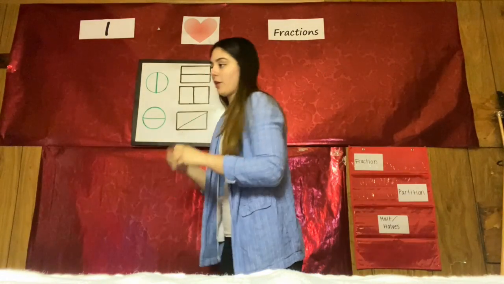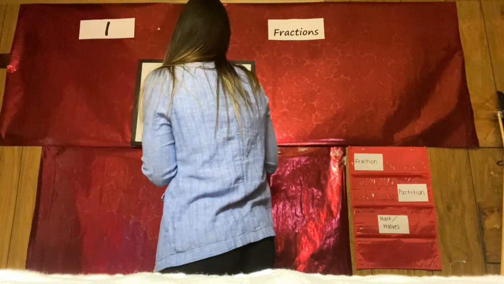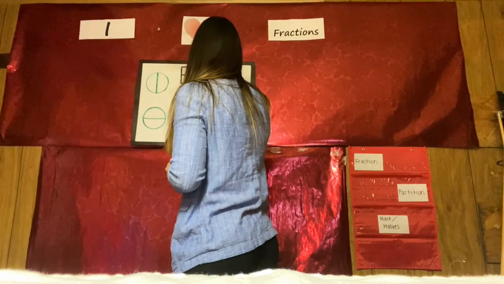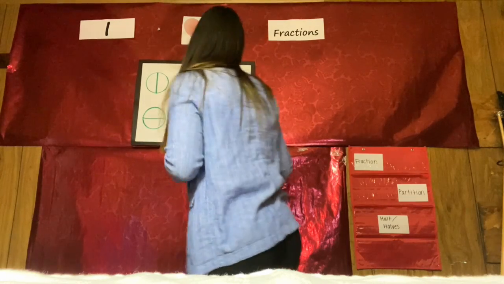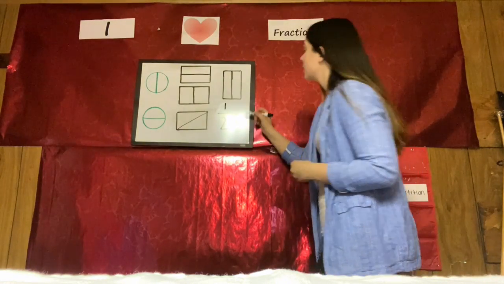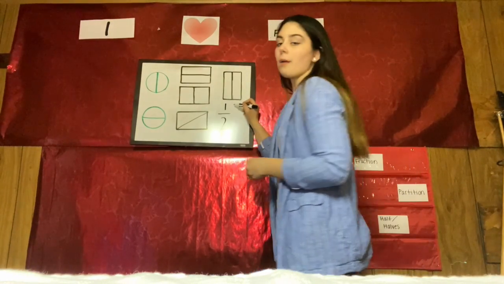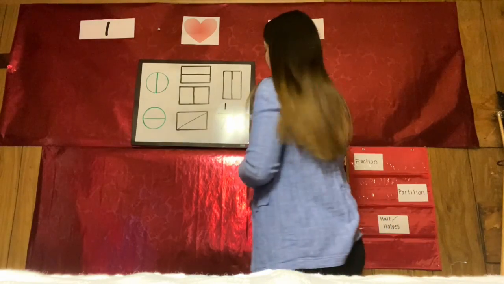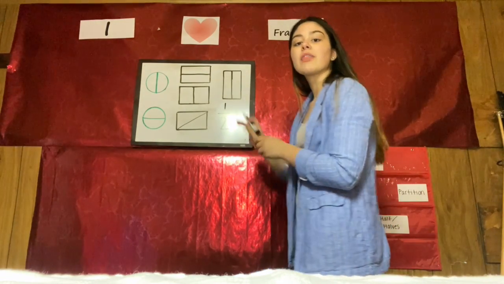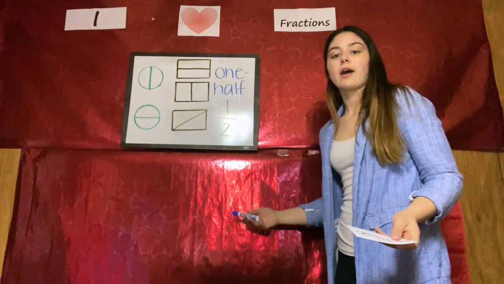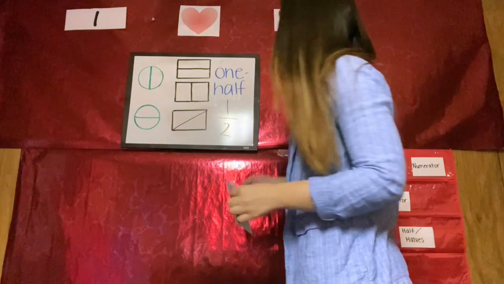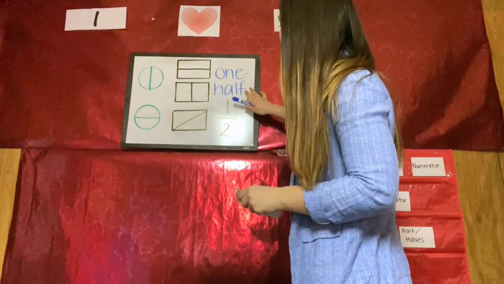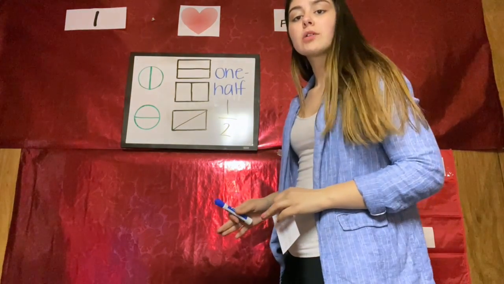Now, if we were to write a fraction with numbers, this is how it would look. We have the number 1 on the top, and that's the numerator. We have the number 2 on the bottom, and that's the denominator. We also represent 1/2 by using words: one half. Now let's take a look at our models.